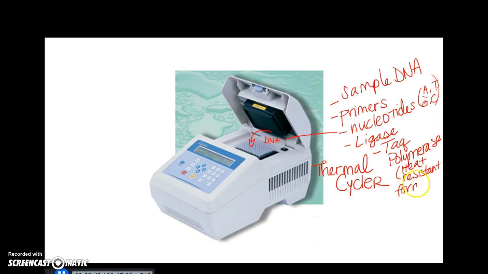And in your homework you'll see that basically this comes from bacteria that live in hot springs and really thermally active areas. And so we need an enzyme that's going to withstand the heat of this machine. And so that's why we get it from them. Our enzymes denature in that kind of heat. So this is just a special kind. So it's a heat-resistant form of DNA polymerase.